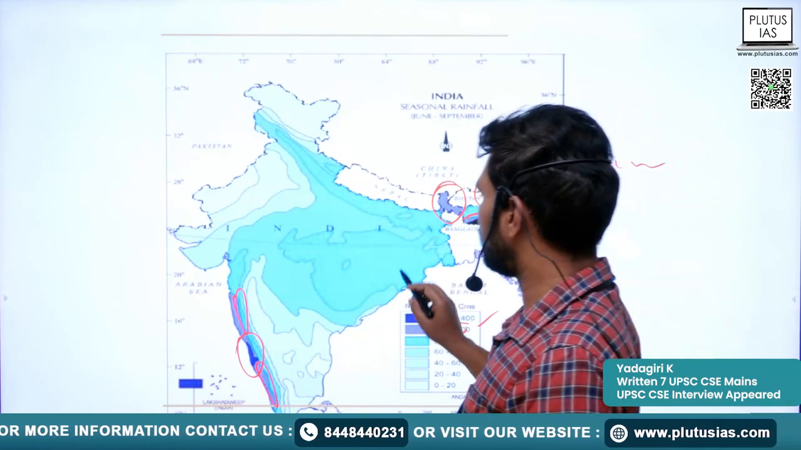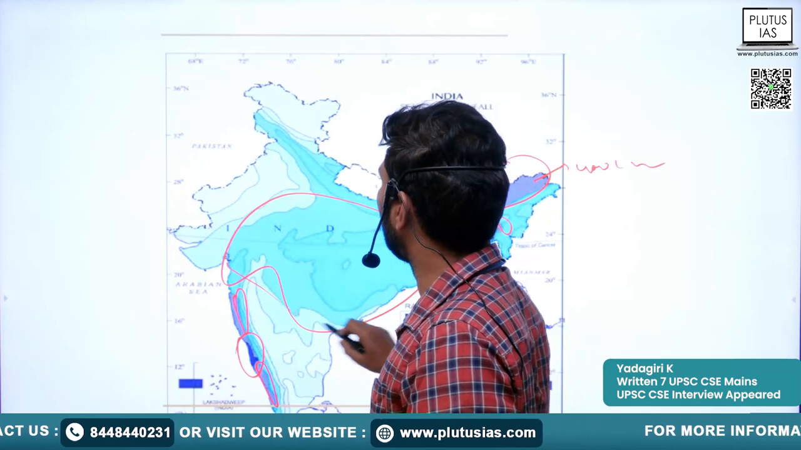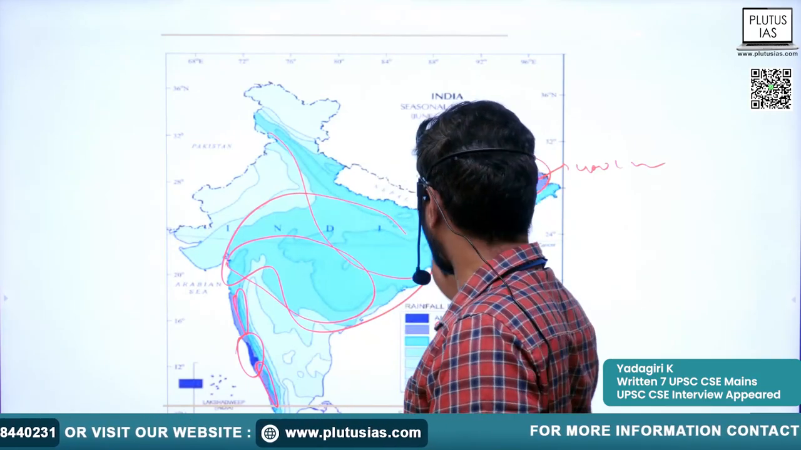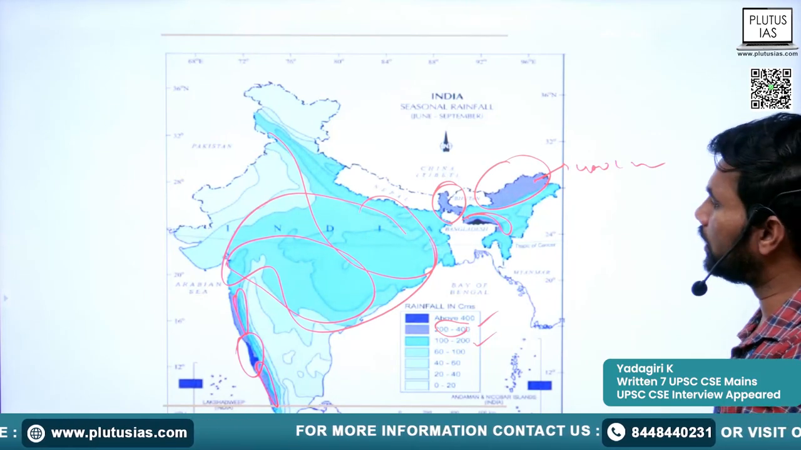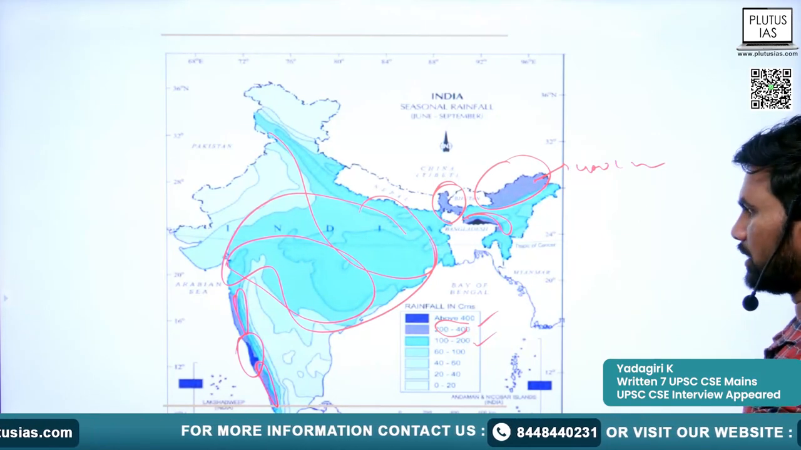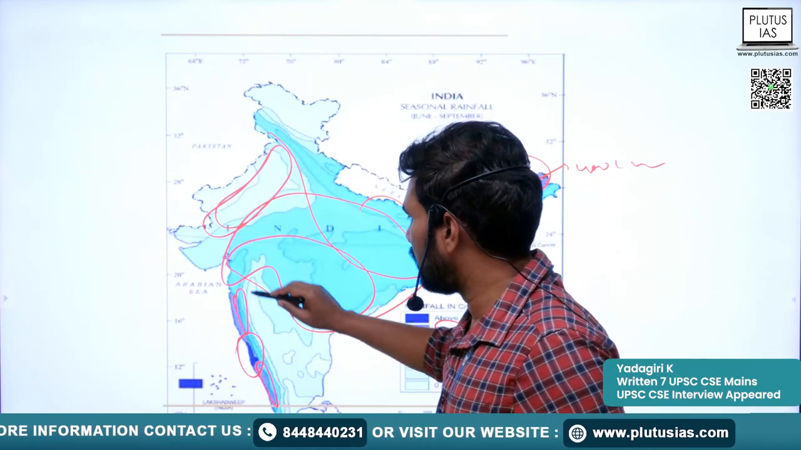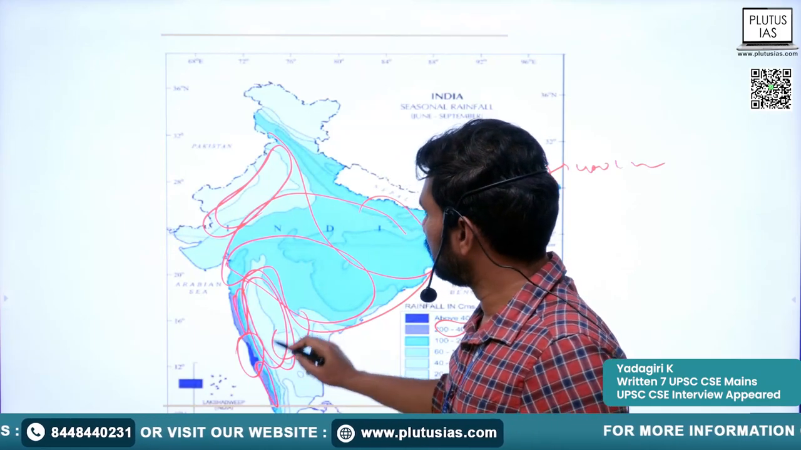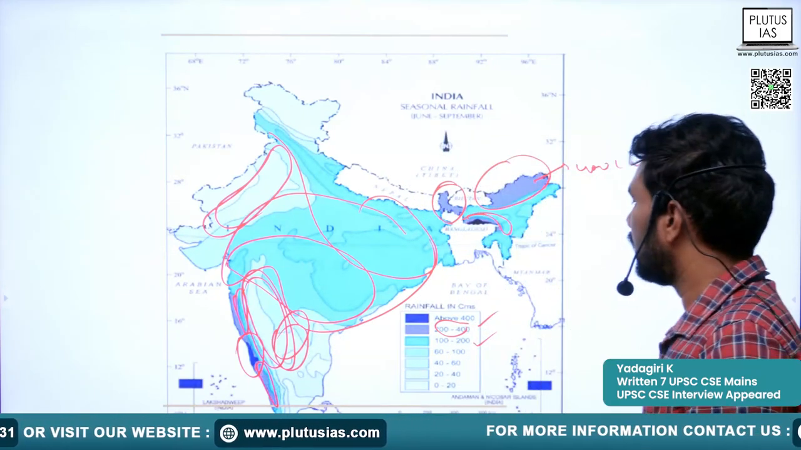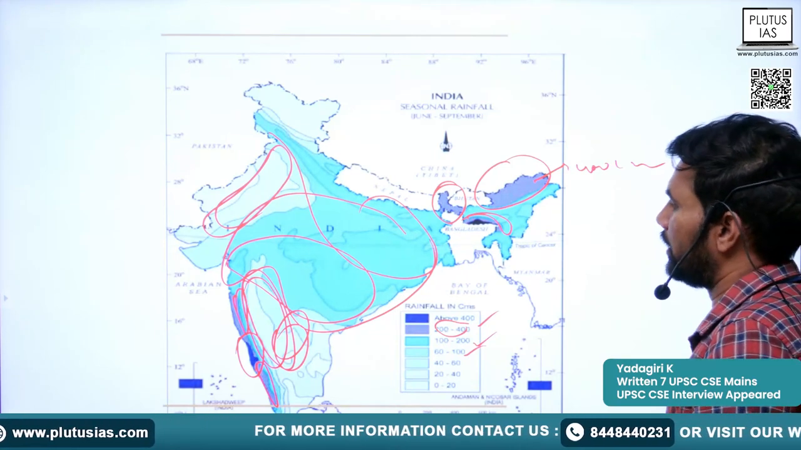So most of the North and some northern part of peninsular India and the northern plains, they receive rainfall between 100 to 200 centimeters. So the regions that are there in the Gujarat and Rajasthan, and also the regions in Maharashtra, Karnataka, and the Telangana region, they receive rainfall between 60 to 100 centimeters.